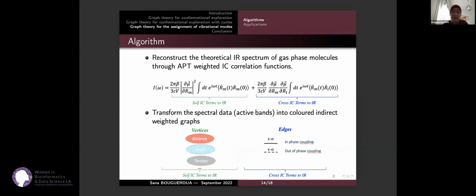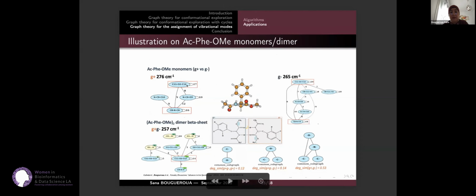correlation between these internal coordinates that we call the cross terms. And the edges are weighted. This weight represents the percentage of participation of each motion in the active bands. So we are interested in the different peaks of the spectra, and we try to get the different motions that have been identified. Here I give you quickly two examples.